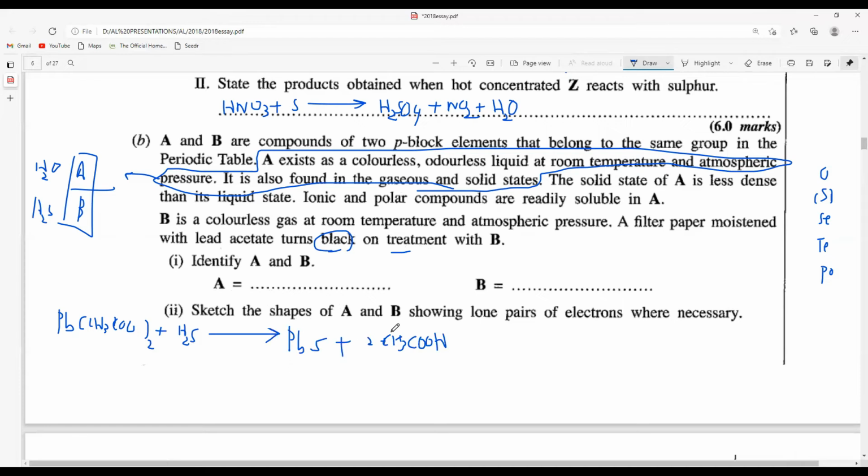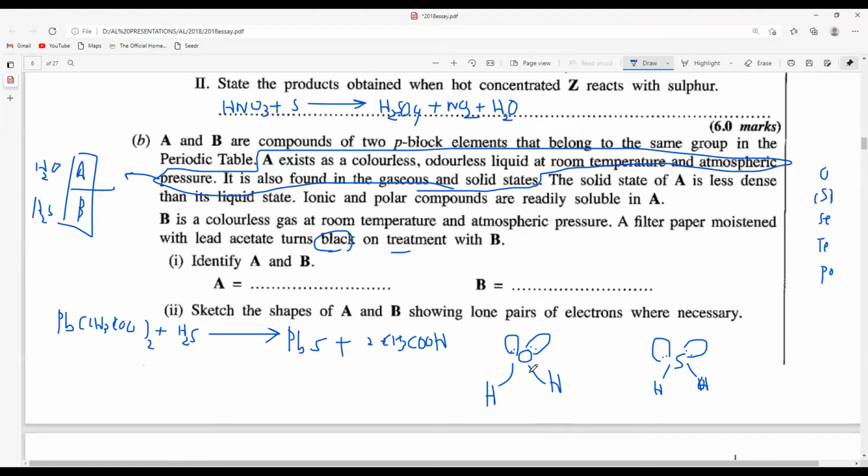Sketch the shapes of A and B showing lone pairs of electrons where necessary. So you can show here oxygen, hydrogen, and oxygen. There are 2 lone pairs. And this one, sulfur, sorry, this will be hydrogen, and you can show these lone pairs also. Okay, lone pairs of electrons. So you see here there are 2 lone pairs, 2 lone pairs.